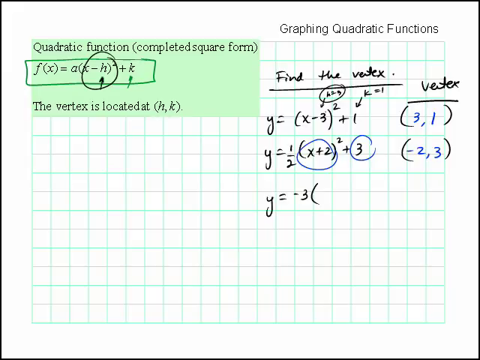Here's another one. -3 times (x plus 1) squared minus 4. This parabola has been moved 1 to the left, so that'll be a -1 from right here. And it has been moved down 4, and so our vertex is at (-1, -4). A couple more.